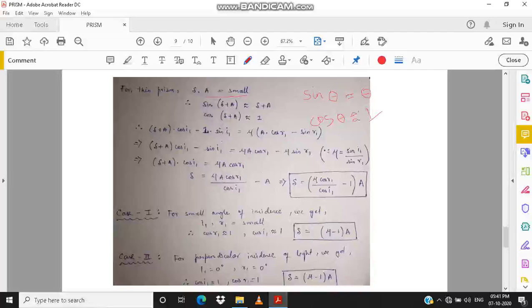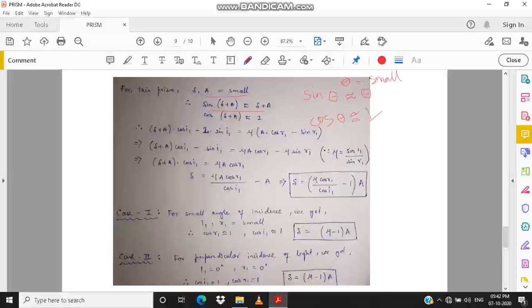This is actually an approximation for small angles, right? We know that for any small angle, value of sine theta is approximately equal to theta, and value of cos theta is approximately equal to 1. So we wrote down over here that value of sine del plus A is approximately equal to del plus A, that is theta, and cos of any angle is approximately equal to 1. Right? Now we will be just substituting these values in the previous equation.